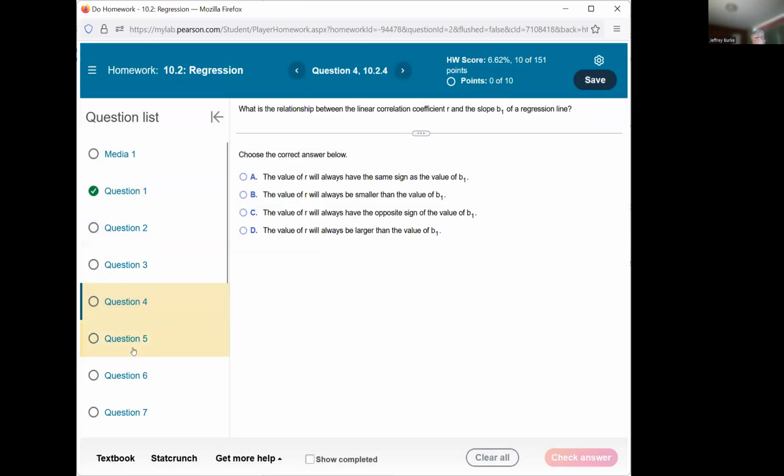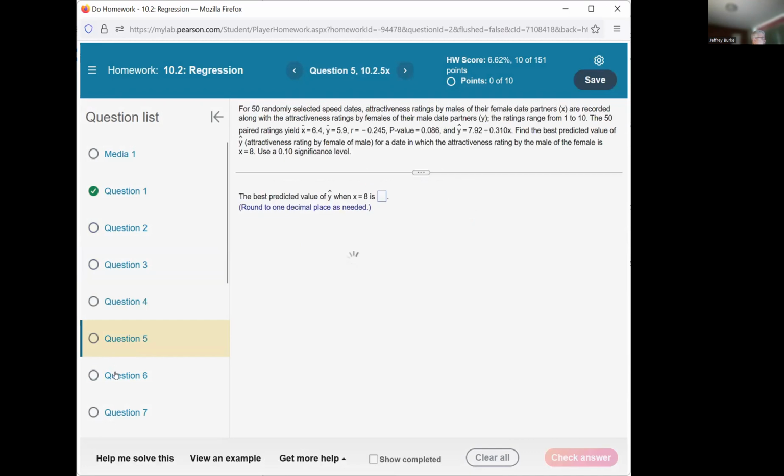I want to try to get somewhere where you actually have to do some calculations. All right, well, let's see. I'll take question 5. For 50 randomly selected speed dates, attractiveness ratings were rated by males on their female partners, recorded along with the attractiveness rating of females by their male date partners. The ratings range from 1 to 10. The 50 pairs yield x bar equals 6.4, y bar equals 5.9, r equals 0. Oh, that's not a strong correlation, which I expected.